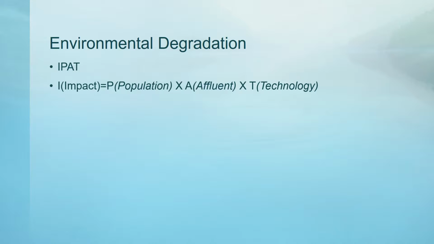IPAT stands for the impact on the environment equals the population times how affluent one is, in terms of our footprint, we've already talked about that, times technology. And technology can go either way. It can either accelerate the footprint, the impact, or it can do things to reduce the impact. So it could be positive or negative or some combination.